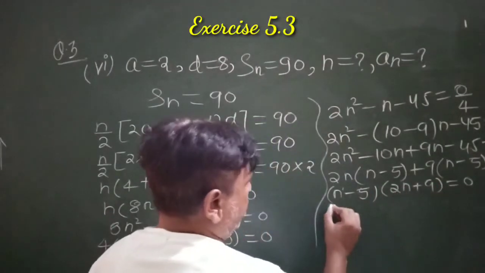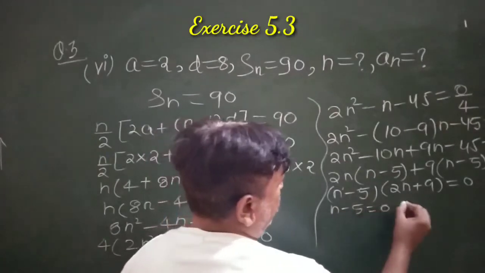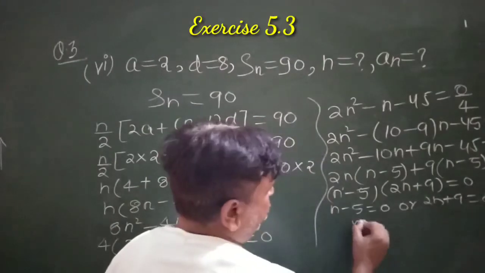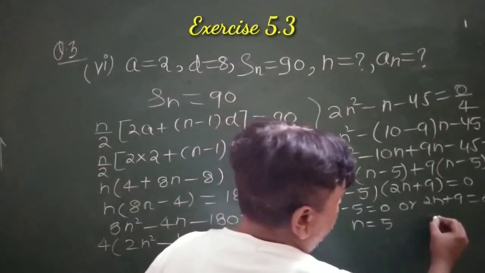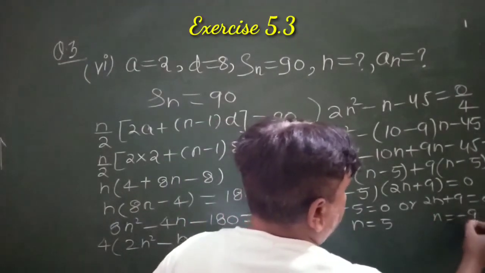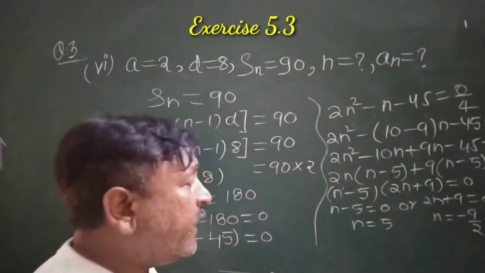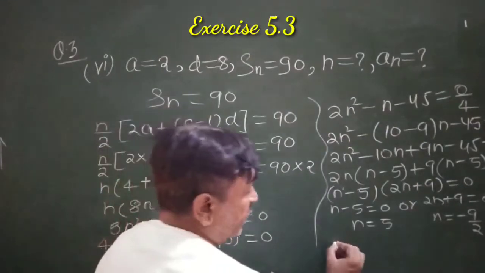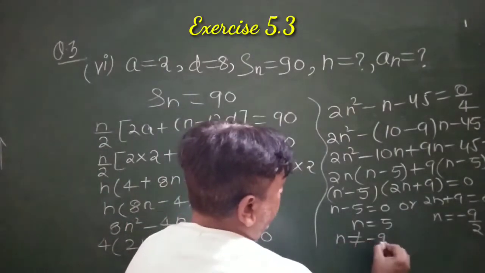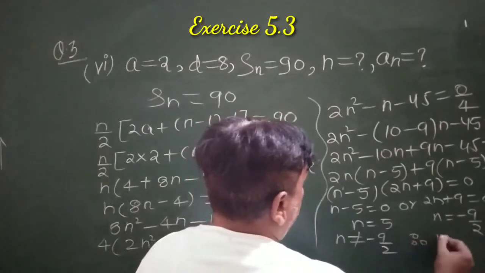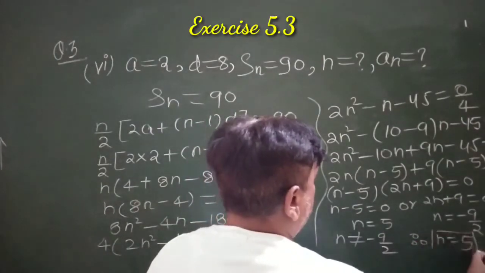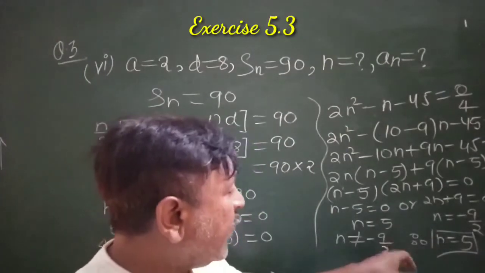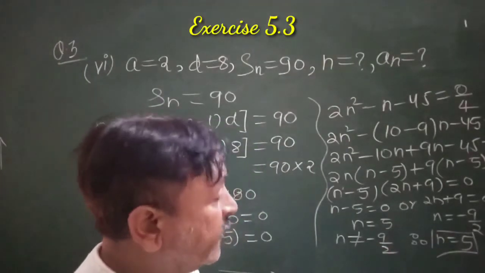It means n minus 5 equals 0 or 2n plus 9 equals 0, so n equals 5, and from here n equals minus 9 upon 2. We all know that n cannot be negative and n cannot be a fraction, so n cannot be minus 9 upon 2. Therefore the value of n will be 5. And at this place you have to give the reason that counting cannot be negative or a fraction.